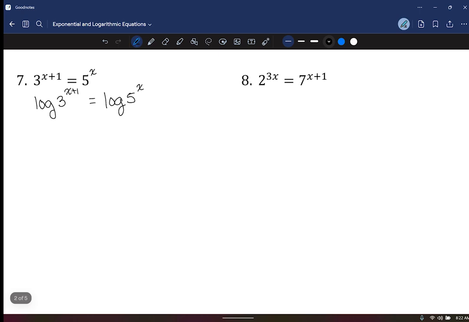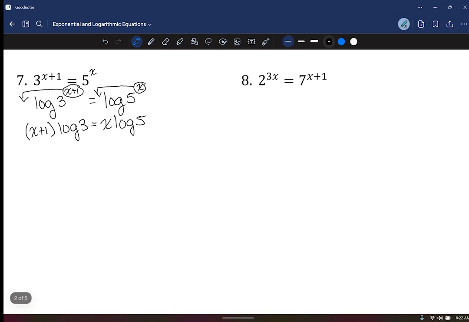All right, now the point in doing that is because anytime I take the log of something, I can move the exponent to the front. So I can take this x plus 1 and I can move it in front of this log right here. And I can take this x and I can move it in front of this log. So since this is two terms, you're going to need to put it in parentheses. So you have x plus 1 times log 3 and x times log 5.